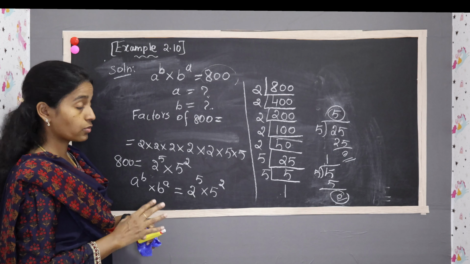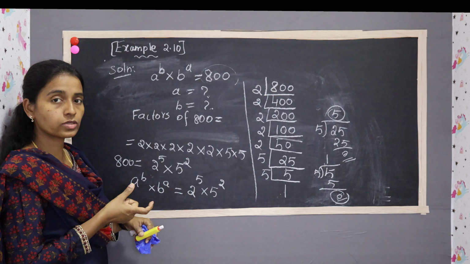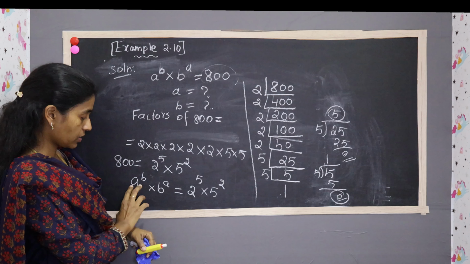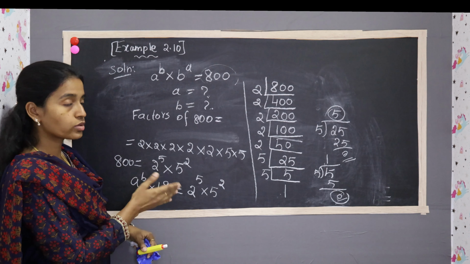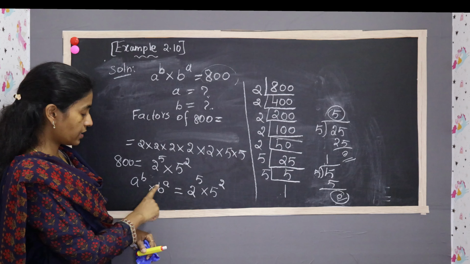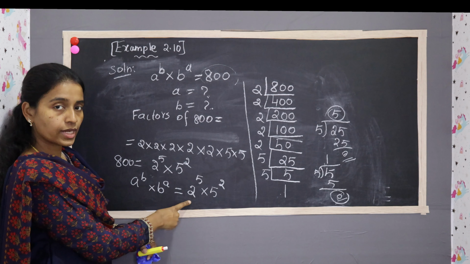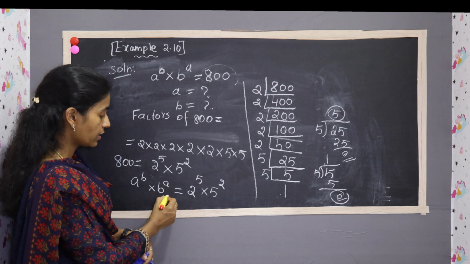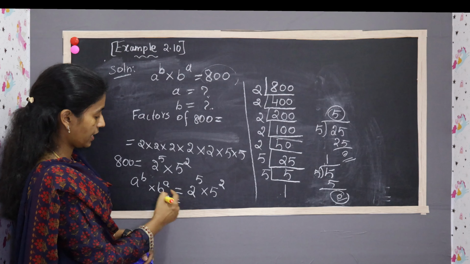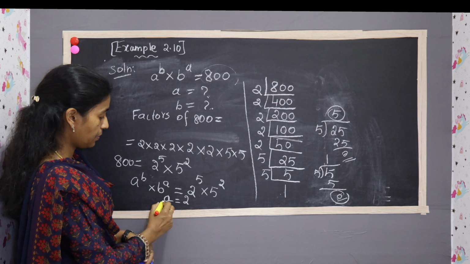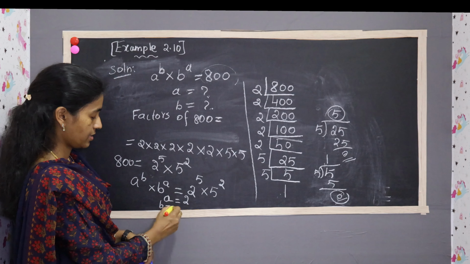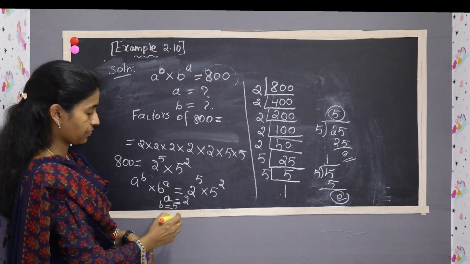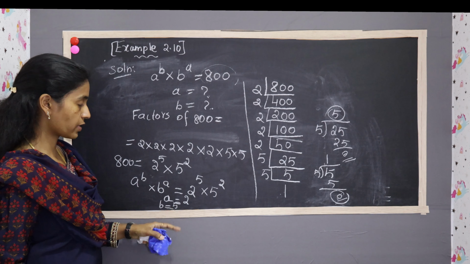Alright. So what is the main goal? We need to find out the value of A and B. Here, we should compare both sides. In place of A, we have 2, right? In place of B, we have 5, right? So how can we write? A equals 2, B equals 5, right? A equals 2, B equals 5.